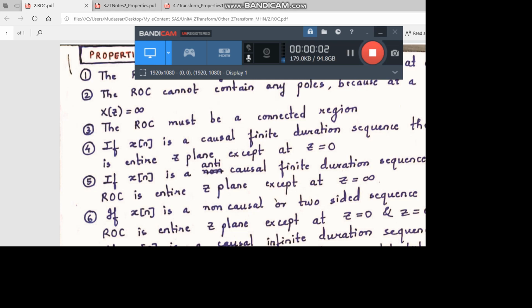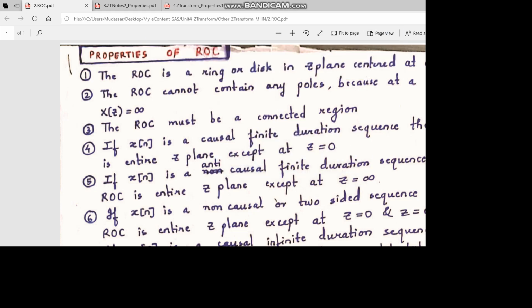Hello, I welcome you once again to this series of lectures on Z transform. In this series, so far we have seen what is the need of transform, what is Z transform, and what is the use of Z transform. Now, Z transform is basically used to find the frequency domain representation of discrete time signals. And the signals which are not Fourier transformable can be transformed using Z transform.